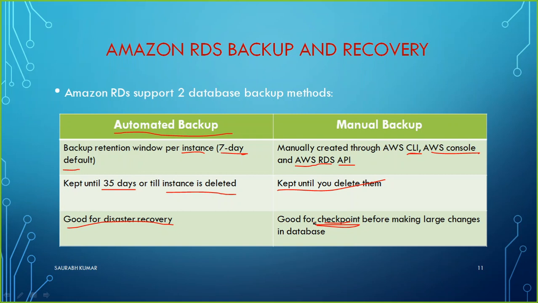I can revert back to that checkpoint. So these are the two types of database backup methods supported by AWS. One is automated, where you just set the date and time or frequency, and one is manual, which you take manually, like a snapshot, like a checkpoint, or by taking a backup through the AWS console or CLI or through the API.